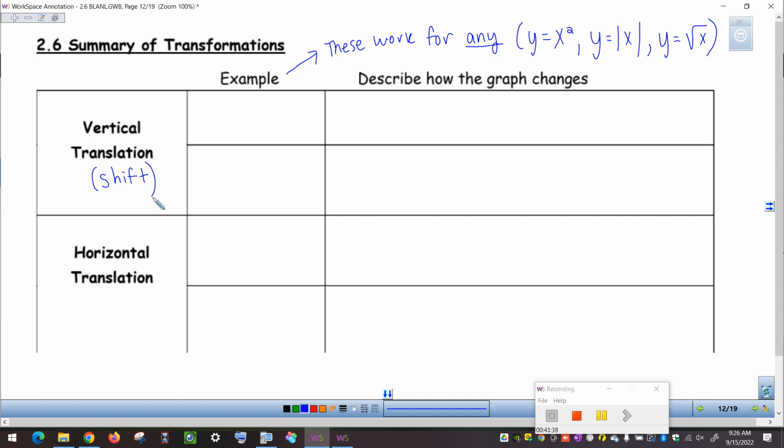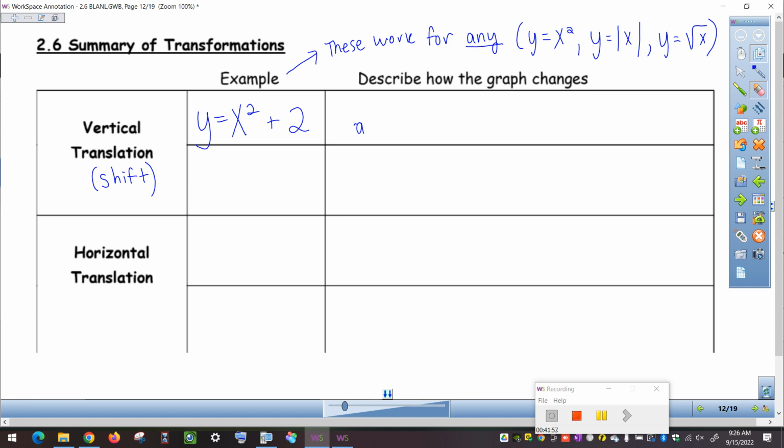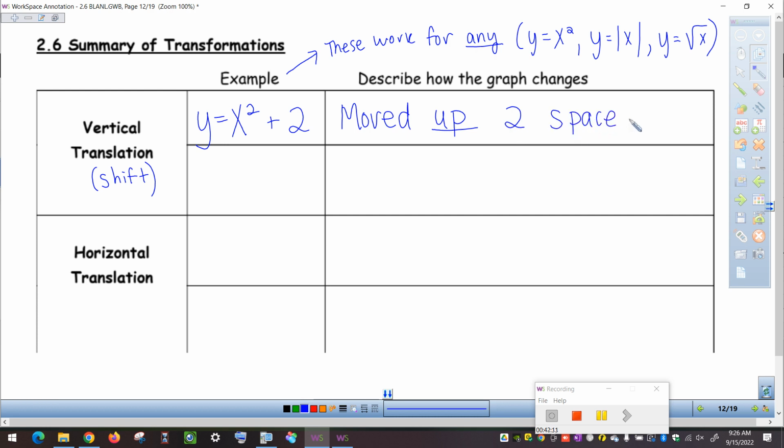All right, so let's put two examples in. So one example that we saw, this was in the very first part, is that if we added a number onto the end of our function, we saw that the graph moved up that many spaces. Actually, I'm not going to rephrase the word graph because it says describe how the graph changes. Well, we saw that it moved up, in this case, 2 spaces, but we could replace that 2 with whatever the number is. So whatever the number that's being added on the end, that's how many spaces it moved.